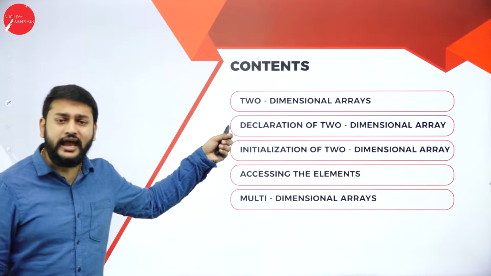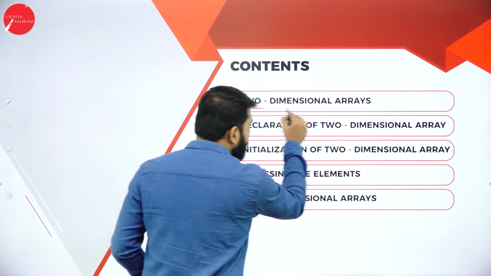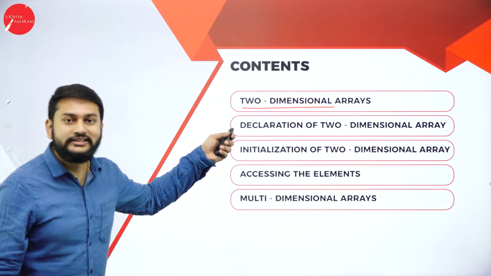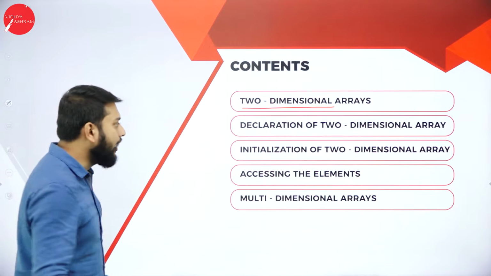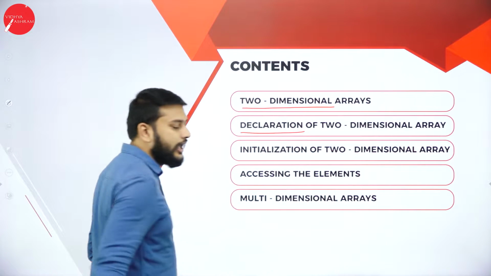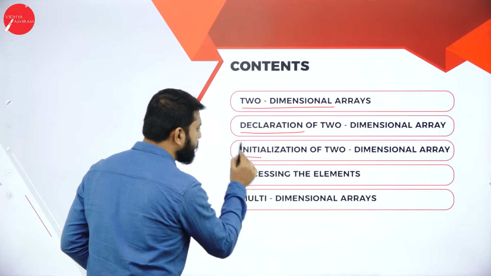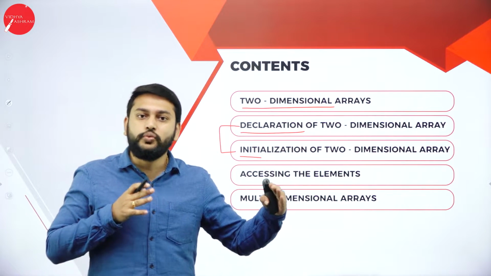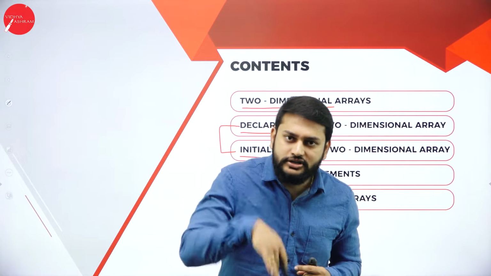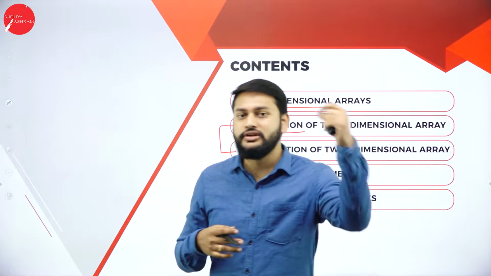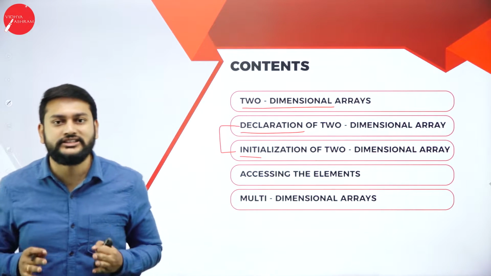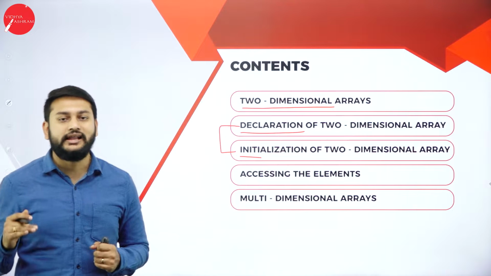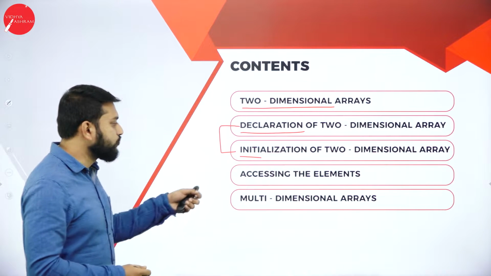I'll be discussing what exactly two-dimensional arrays are all about. We discussed one-dimensional arrays in the previous session, and we will discuss what exactly a two-dimensional array is and how we declare it, along with initialization. Please observe, there is a difference between initialization and declaration, so you should not get confused. Please make a note of what exactly declaration is all about and what exactly initialization is all about.